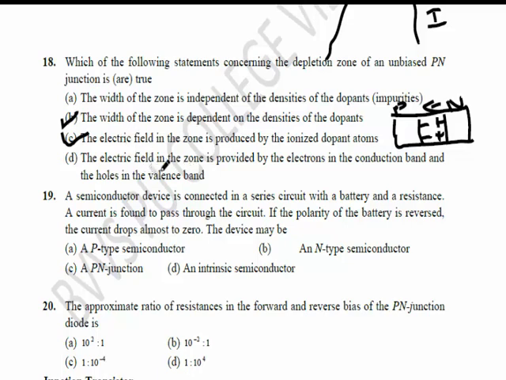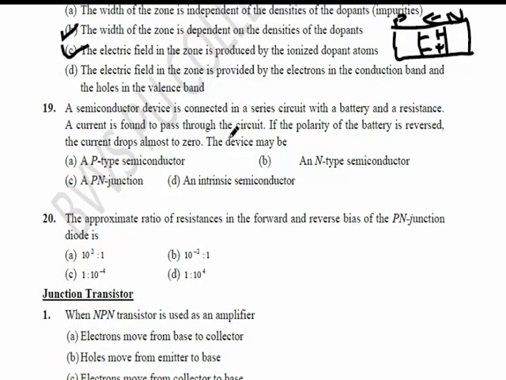And go for D also. Electric field in the zone is produced by electrons in the conduction band and valence band. That is not possible. So the correct options are B and C. Both are correct, and D and E are wrong. Okay, so next we move to the 19th question.